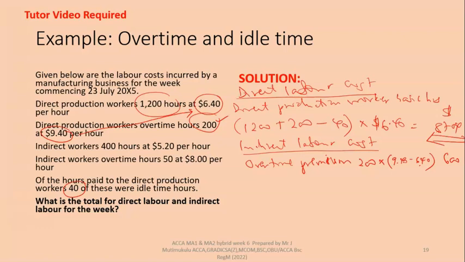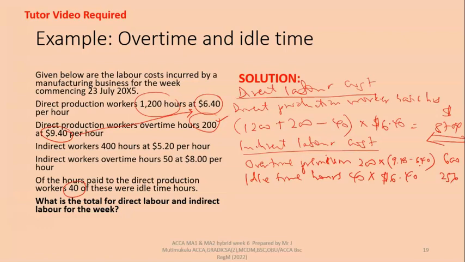Then let's now consider the issues to do with idle time. Of the hours paid to the direct production workers, 40 of these were idle time hours. So let us account for idle time hours. We are told there were 40, but each hour is paid a normal rate of $6.40. So 256 was for idle time, and idle time hours are also indirect labor costs.